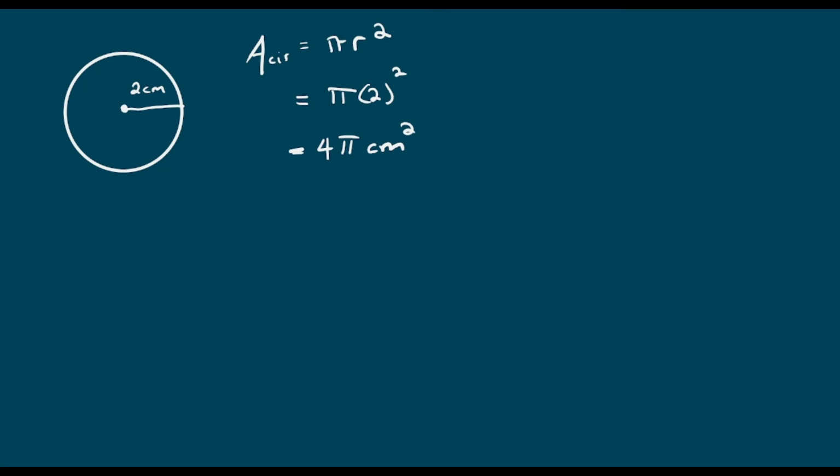If we were to plug that into our calculator, we would get 4 times pi, or 12.57 centimeters squared.